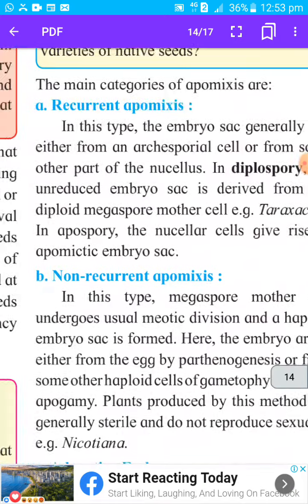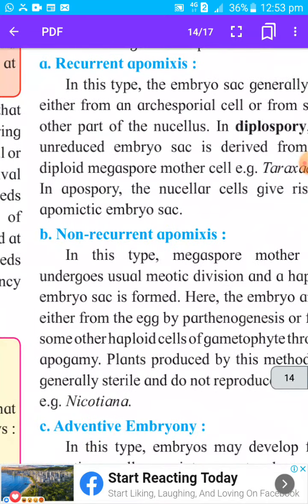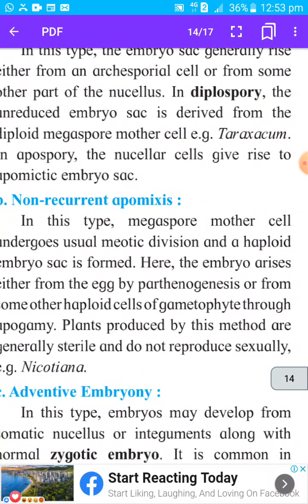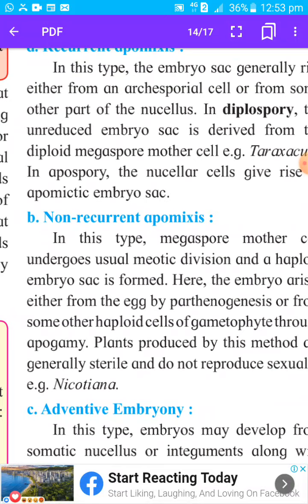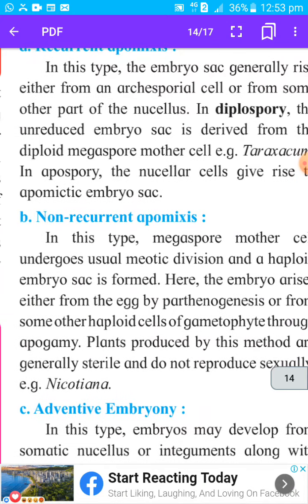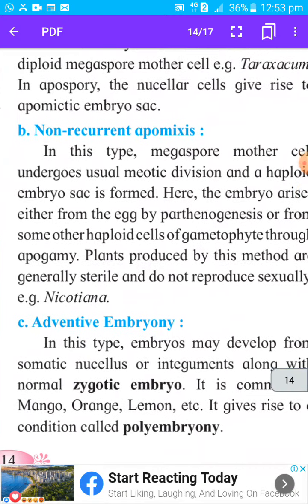In diplospory, the unreduced embryo sac is derived from the diploid megaspore mother cell. So here the megaspore mother cell will generate the embryo. Then in apospory, the nucellar cells give rise to an apomictic embryo sac.